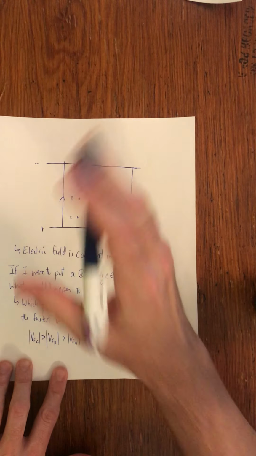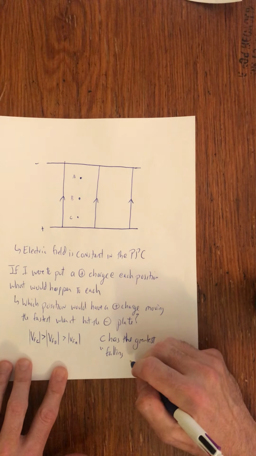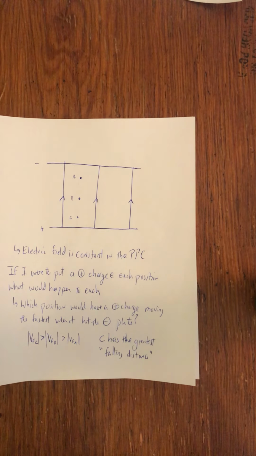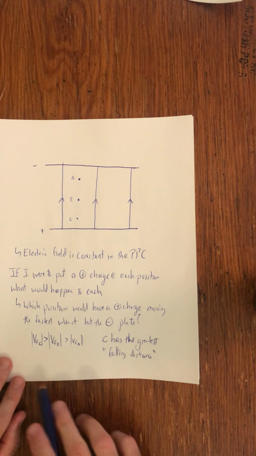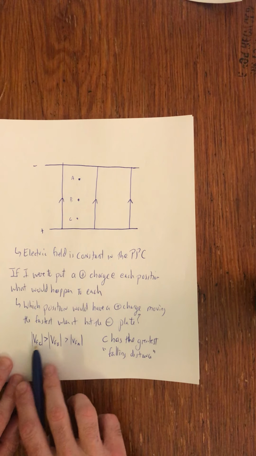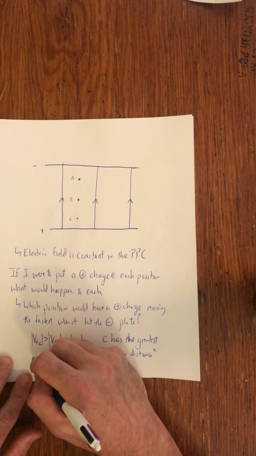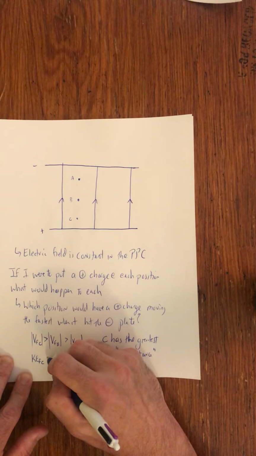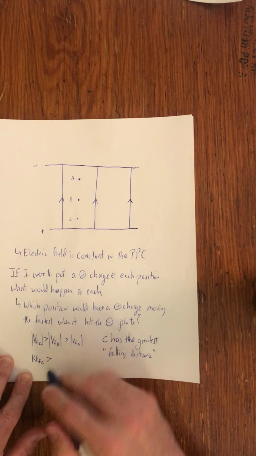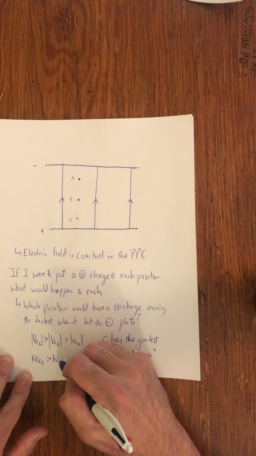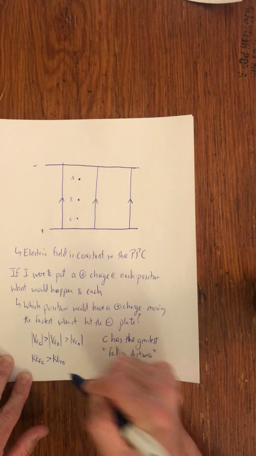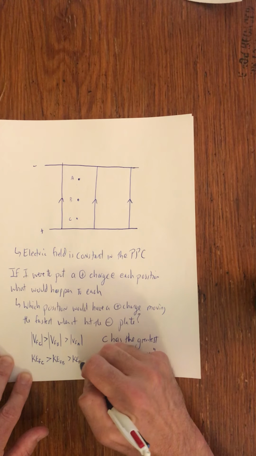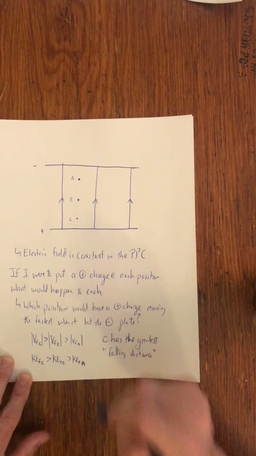And it's weird to say it falls upwards, but what does it matter? So C has the greatest falling distance. Now remember, we're trying to bring this into energy. So that means that if this thing has the greatest speed, the kinetic energy finally for the object that started at C is greater than the kinetic energy finally for the object that started at B, is greater than the kinetic energy finally for the object at A.